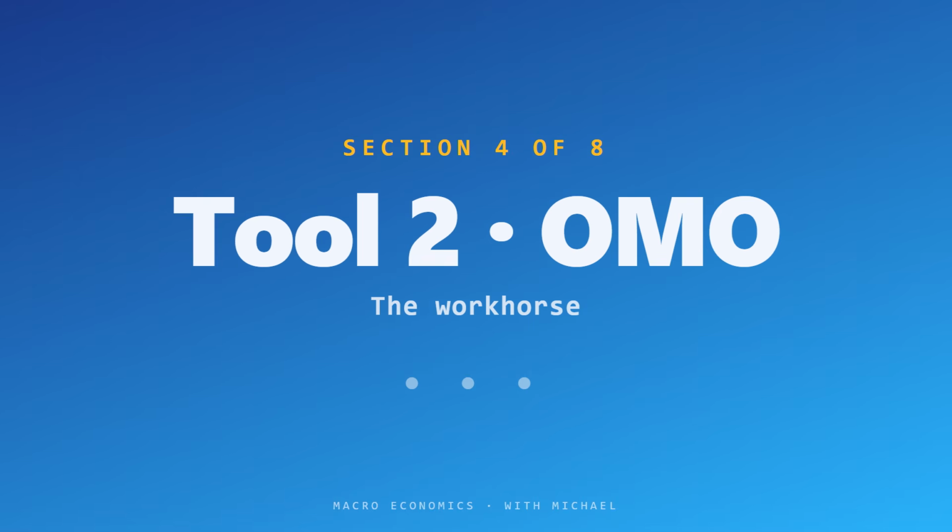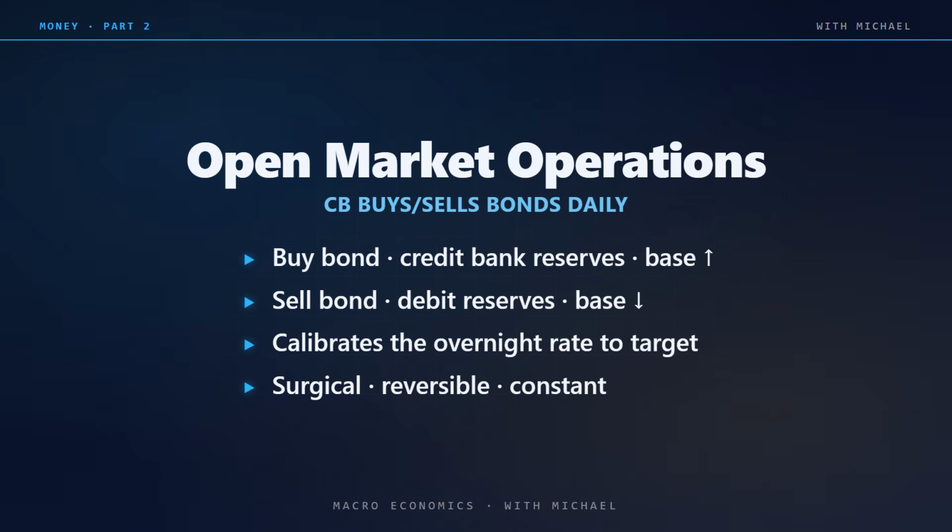Section 4. Tool 2. Open market operations. The workhorse tool of modern central banking is open market operations, abbreviated OMO. The central bank goes into the bond market every day and either buys or sells government securities. When the central bank buys a bond from a commercial bank, it pays for that bond by crediting the bank's reserve account at the central bank. New reserves come into existence, literally created with a keyboard. The monetary base expands. When the central bank sells a bond, the reserves flow back and the base contracts.